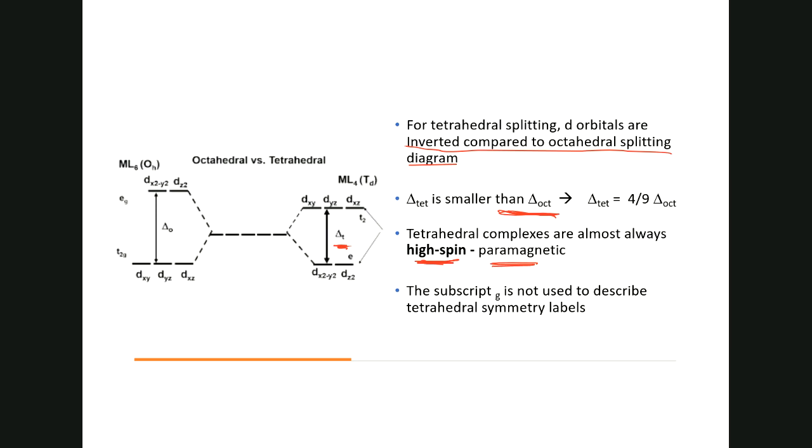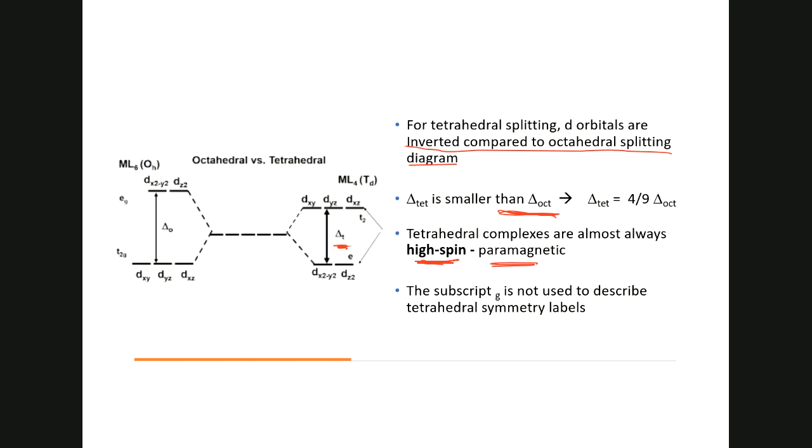And when we talk about the orbital set, we have the E and the T2 set, and we don't use G when we talk about tetrahedral because of the symmetry of the orbitals. So that's what tetrahedral looks like.